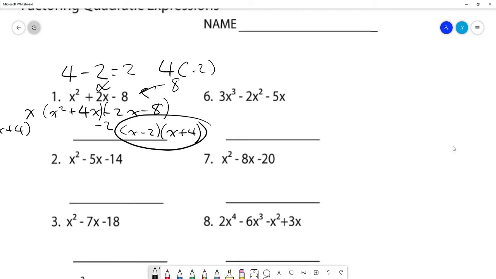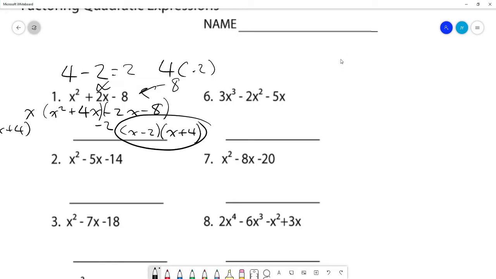Let's go to the second one. So with this, we're getting a little more complicated. We have an a term here, 3. Therefore, we have to multiply the last term and this term together to get -15. So that means we have to get two numbers that multiply to -15, and they have to add up to -2.